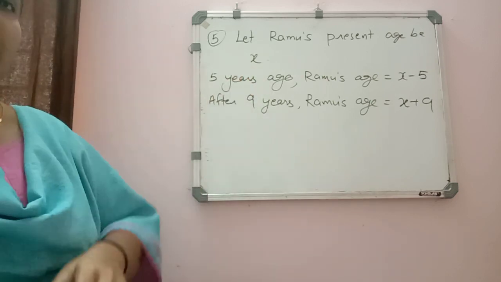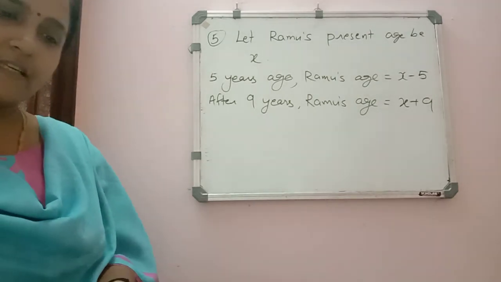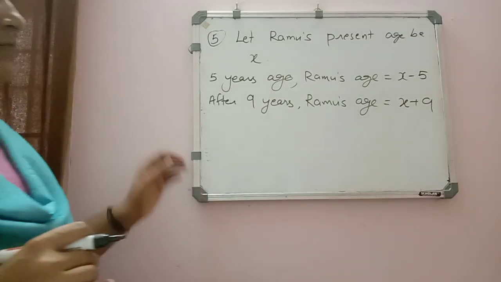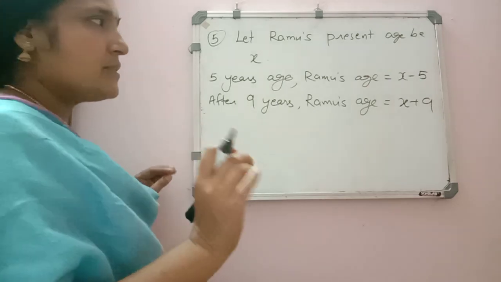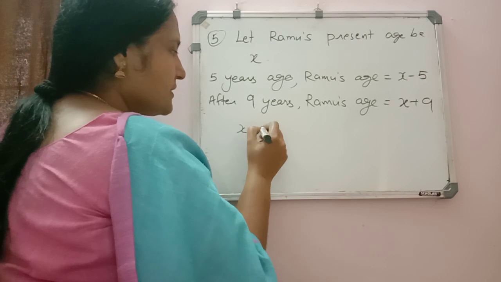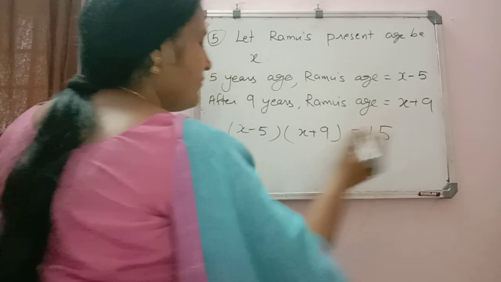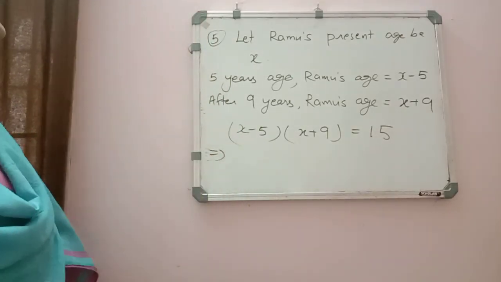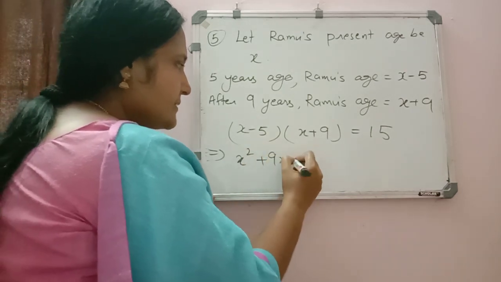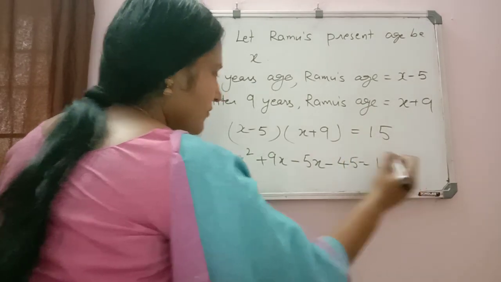Now we will check what is written in the question. In the question it was written, the product of Ramu's age 5 years ago with his age 9 years later is 15. Now we are going to frame the equation. Their product is equal to 15. So we will write, x minus 5 into x plus 9 equals 15. Now we will simplify the equation. It will be x square plus 9x minus 5x minus 45 is equal to 15.